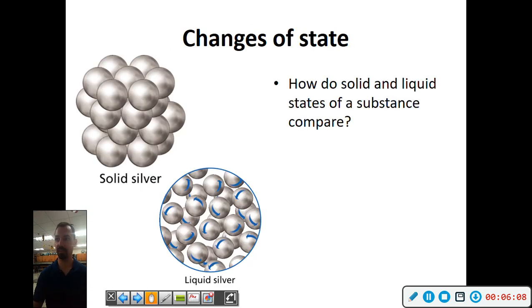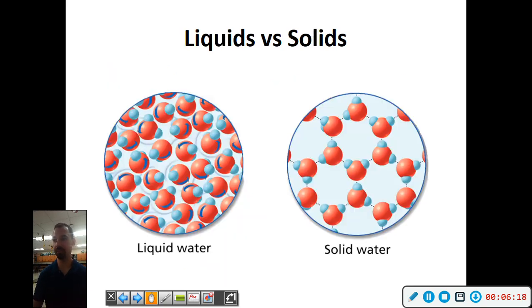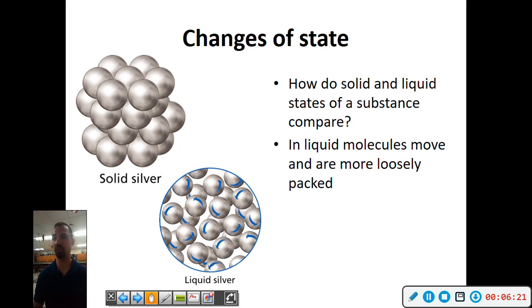So how do the solid and liquid states of a substance compare? In a liquid, the molecules move and are more loosely packed, whereas in a solid material, they're more fixed in place and tightly packed. So exactly opposite. Gases are actually even looser than a liquid. So just so you understand that difference.